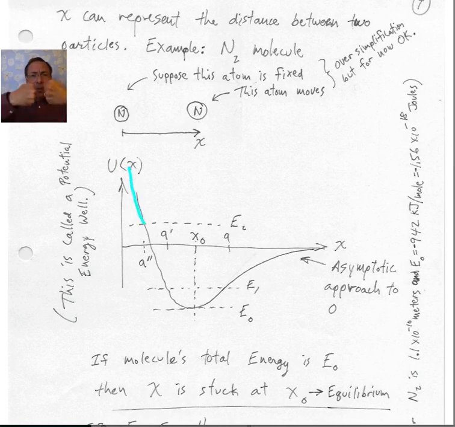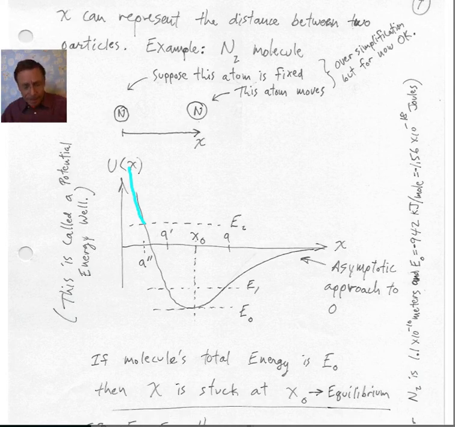Now, if you start pulling the two atoms apart, right? These are molecules. The interaction of the negative electrons and the positive nucleus of the other atom kind of wants to pull the two atoms together. So it's a spring in the pulling sense as well.